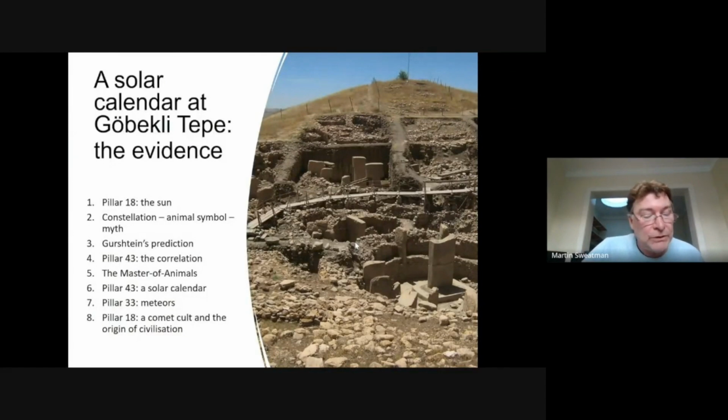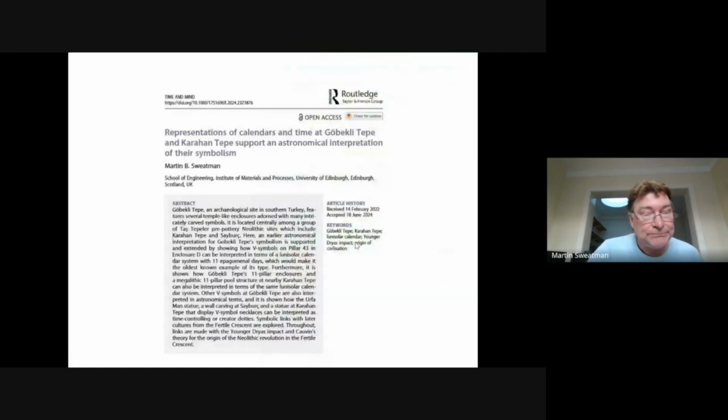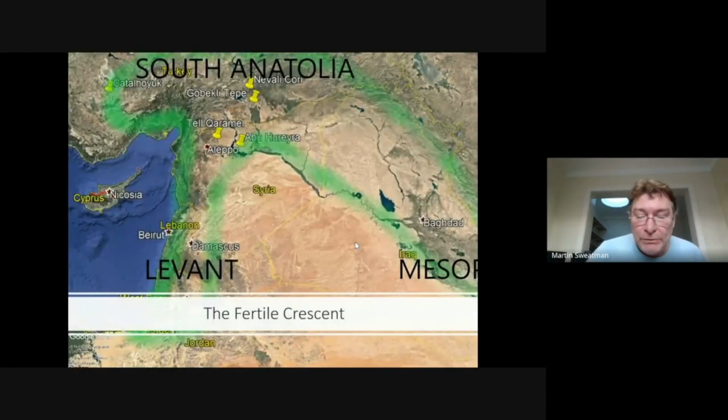What I want to focus on for the rest of this presentation is some of the evidence which supports the astronomical interpretation of Pillar 43 that I mentioned earlier, and especially the likely appearance of the solar calendar. I haven't got time to go through all the evidence, so this is just a selection of some of the key points. More of the evidence is presented in this paper from last year. But before I go through that evidence, I just want to give you a bit more context about Gobekli Tepe.